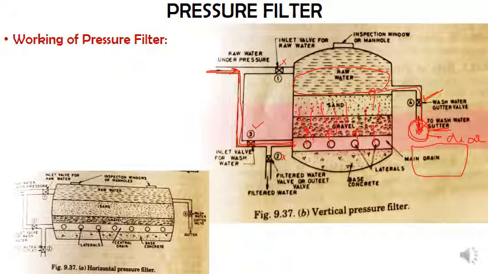Once we have clear water here, we close valve number 4, open valve number 2, close valve number 3, and open valve number 1, because of which the same flow of water will start again. So this is basically how the working and the backwashing of a pressure filter takes place.